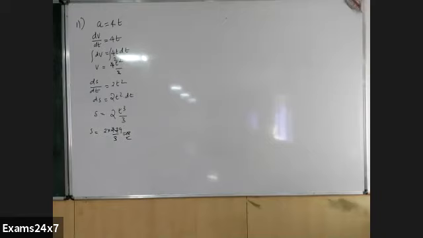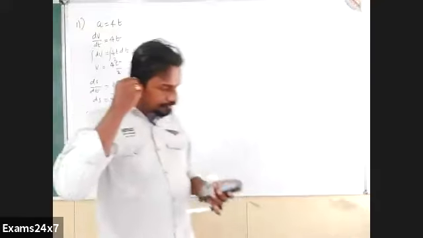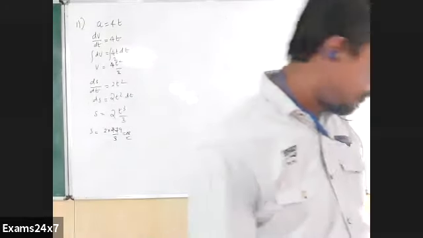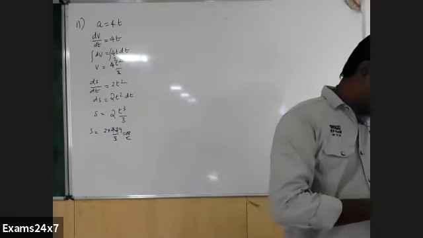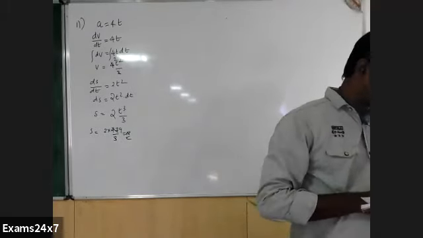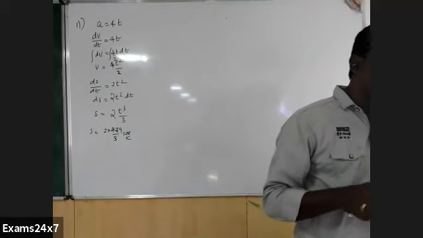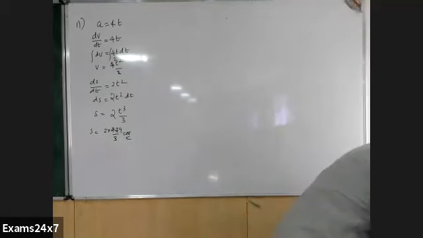Okay. Next, 12th. Acceleration of a body starting from rest varies with time according to the relation a is equal to 3t plus 4. The velocity of the body starting from rest at t is equal to 2 seconds will be. What to do? Same way. Do it the same way. 14 meter per second.